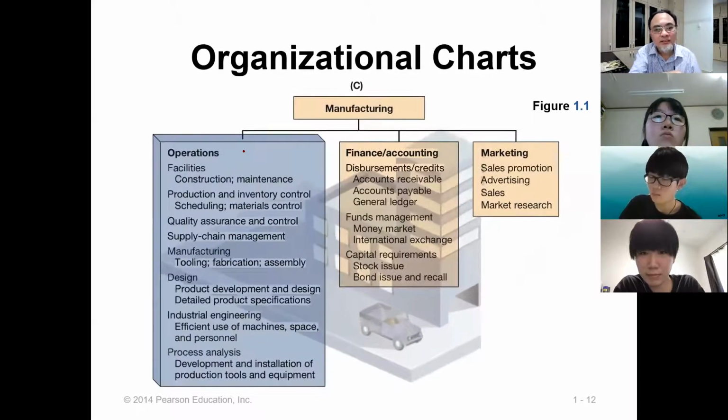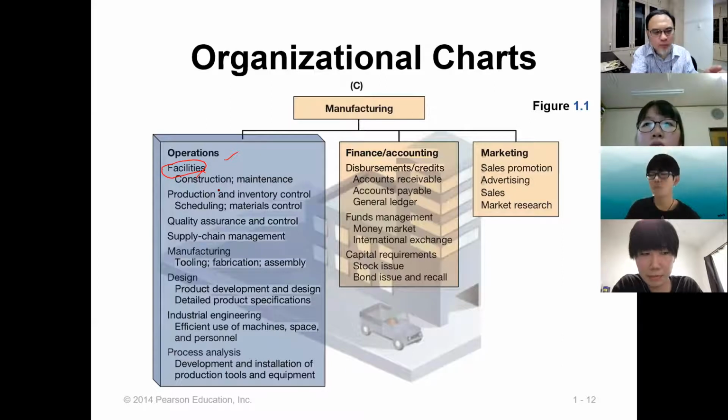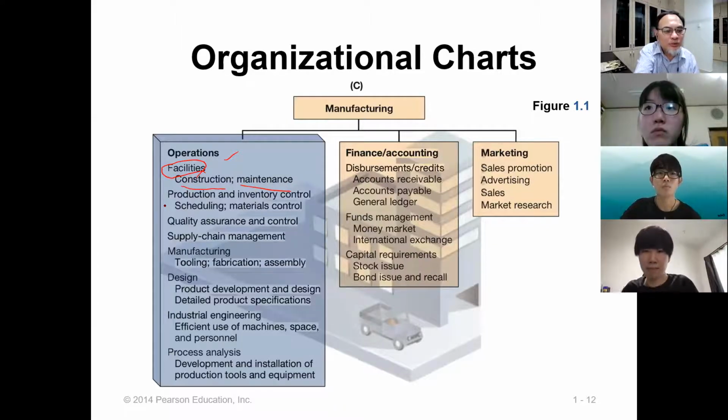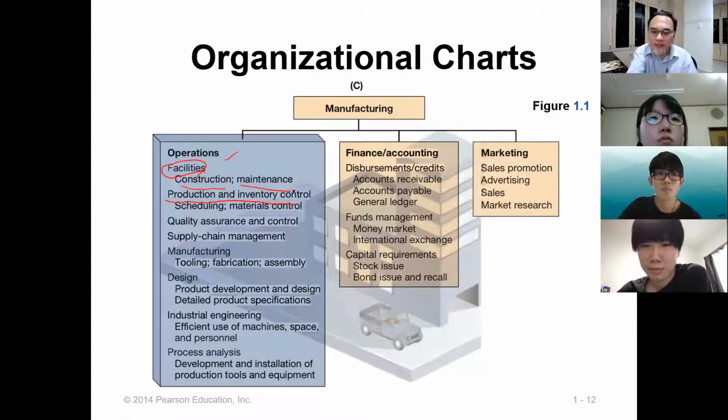In manufacturing, my background is mainly manufacturing, so I will give a lot of examples from manufacturing. If you want to know anything about manufacturing, I can explain it in quite some detail. In operations you talk about, for example, facilities. You need buildings to put the equipment, so you need the construction and maintenance of the buildings and the warehouse. And in operations we also have production and inventory control.